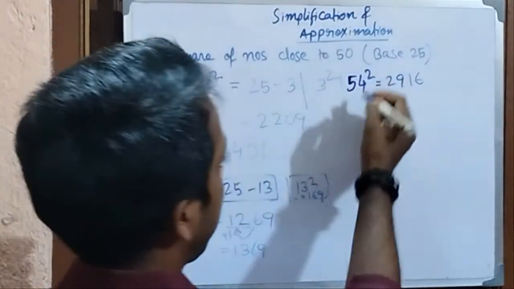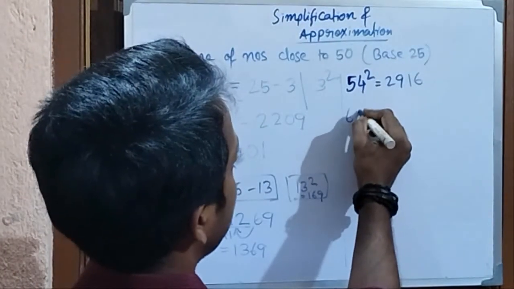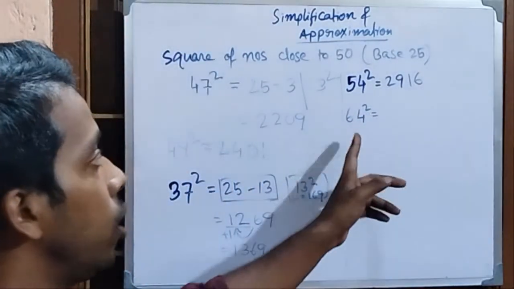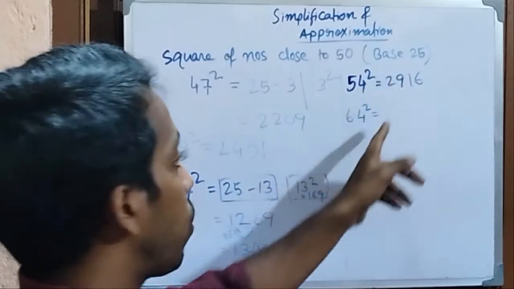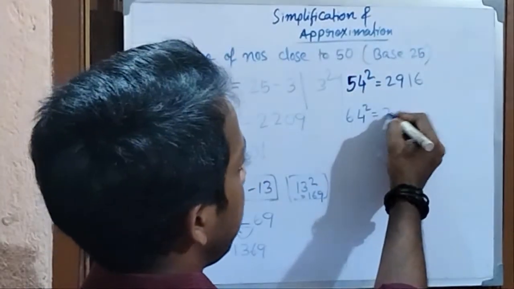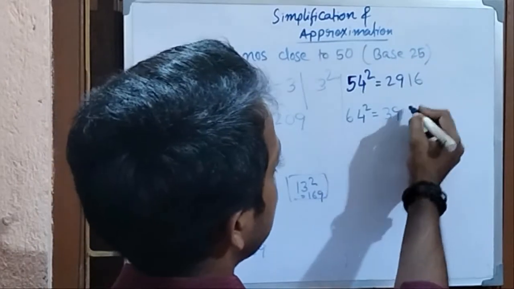Understood? Now taking some more higher order examples. Suppose I am taking 64 square. 64 is 14 more than 50, so 14 should be added to the base. So 14 plus 25 is 39, right? And in the second part, 14 square is 196.